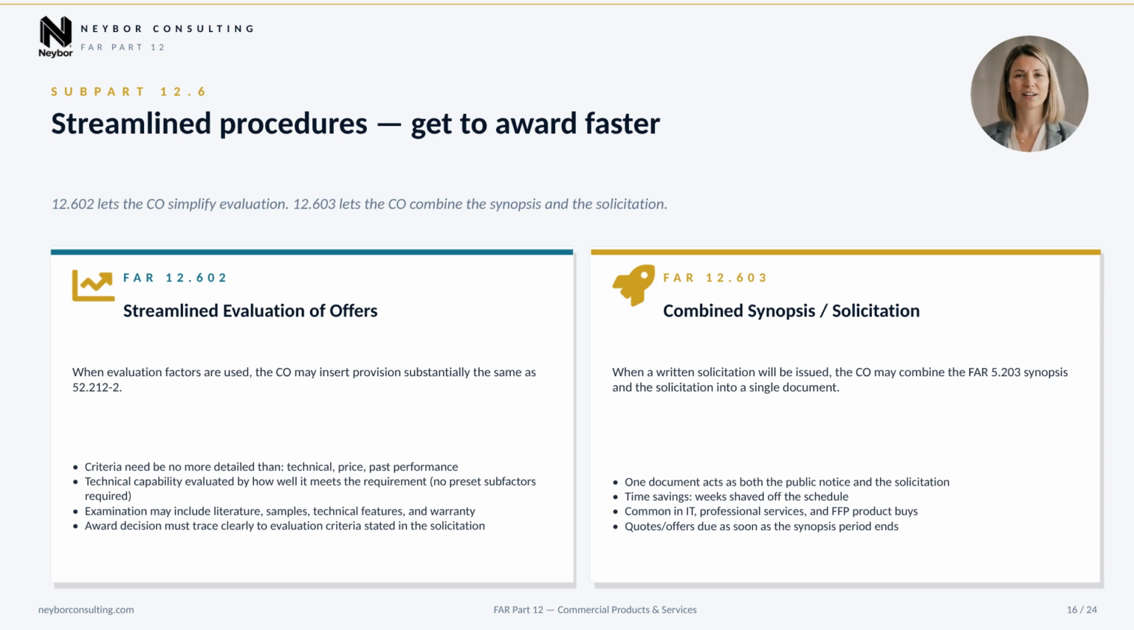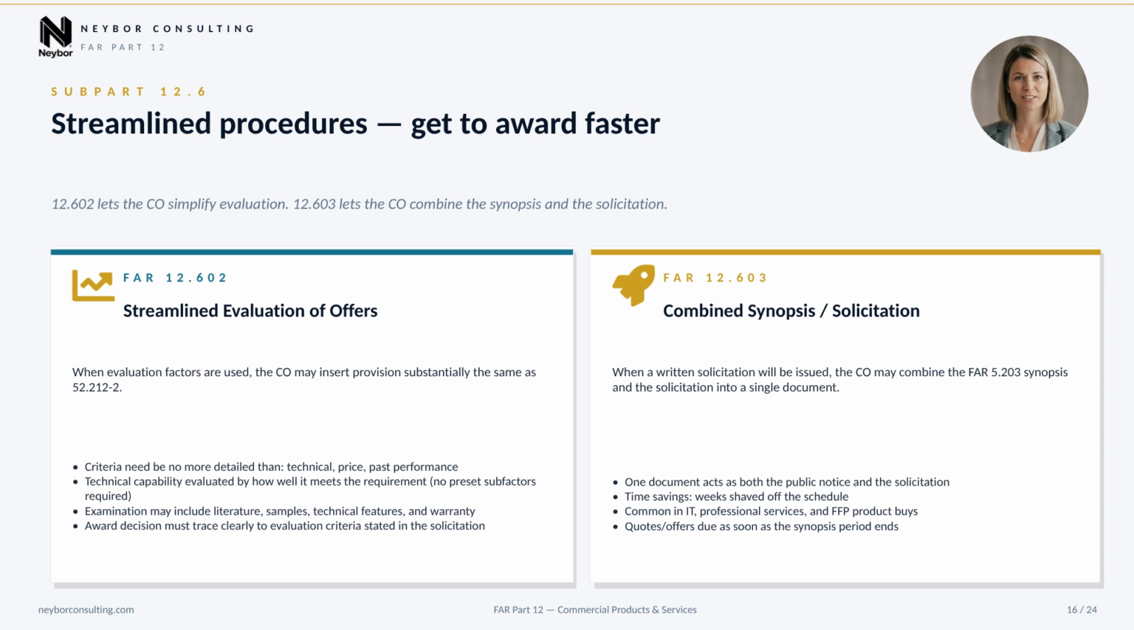The award decision must still trace cleanly to the criteria stated in the solicitation. On the right, 12.603, combined synopsis solicitation. When the contracting officer plans to issue a written solicitation, they can combine the FAR 5.203 public synopsis and the solicitation itself into a single document. One document acts as both the public notice and the solicitation. This shaves weeks off the schedule and is the most common procedure for IT, professional services, and FFP product buys.